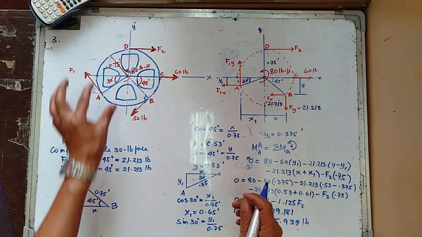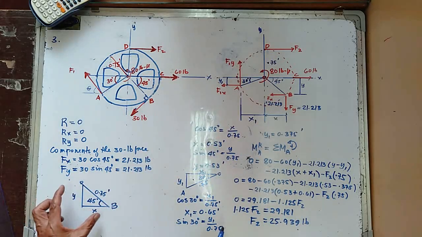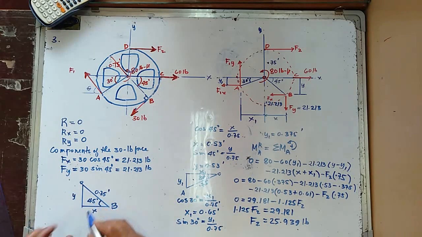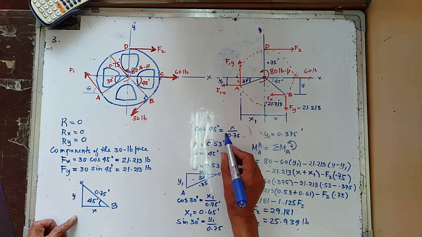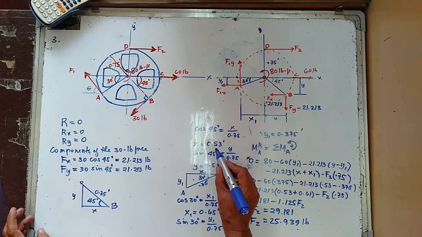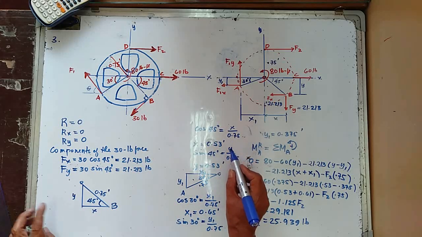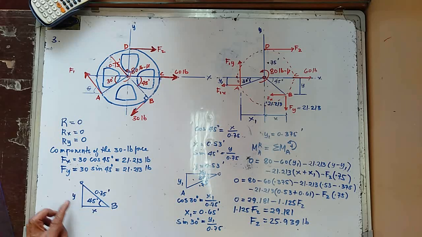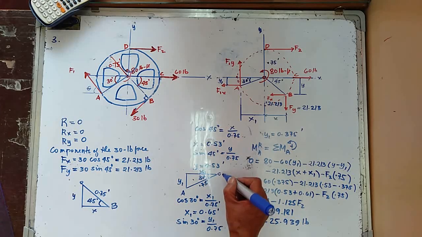The radius of the wheel is 0.75, and OB is the radius, so that is 0.75. We have 45 degrees. Cosine of 45 is x over 0.75, so x is equal to 0.53 feet. Sine of 45 is y over 0.75, hence y is 0.53.